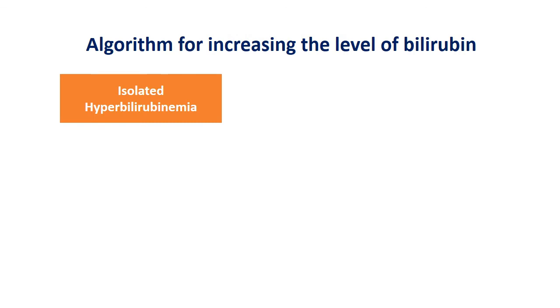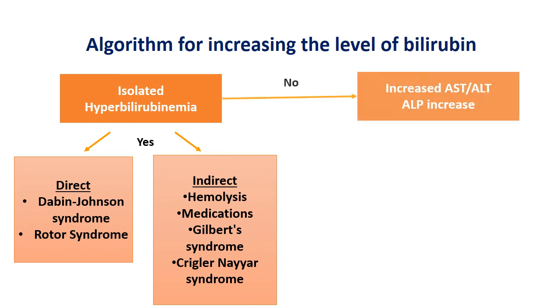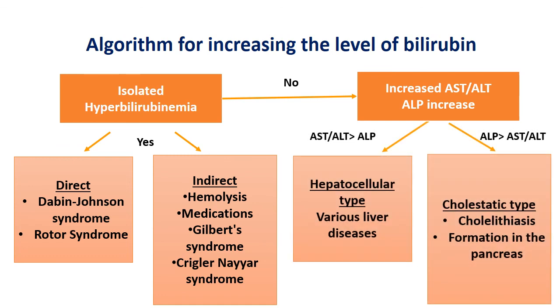With an increase in the level of bilirubin, it is important to evaluate whether the increase in bilirubin is isolated, or there is an increase in levels of other indicators of liver function such as liver enzymes and alkaline phosphatase. Special causes should be ruled out if bilirubin is elevated in isolation. Hepatocellular and cholestatic types of liver damage are distinguished by an increase in liver enzymes and alkaline phosphatase. A further differential diagnosis should be made to clarify the cause of the liver dysfunction and appropriate therapy.